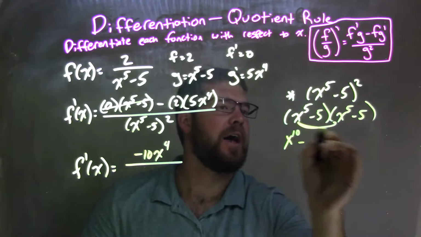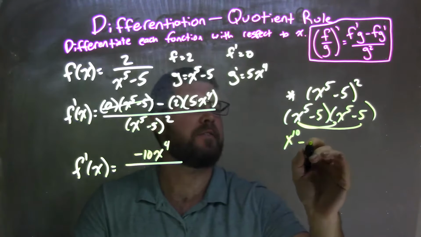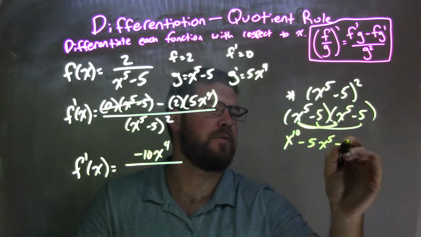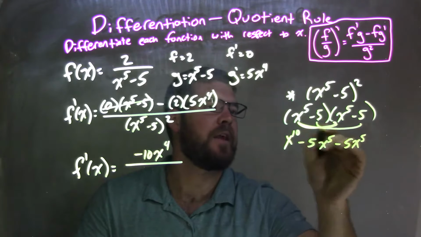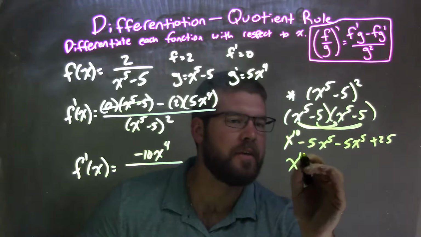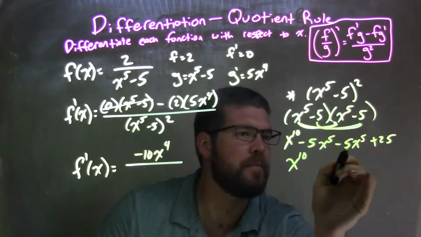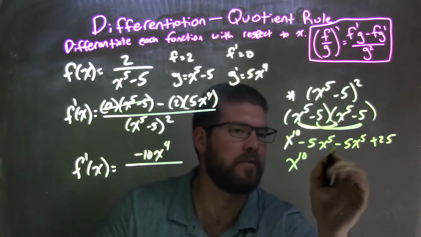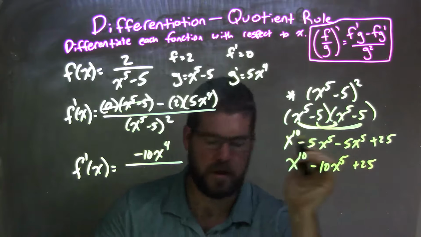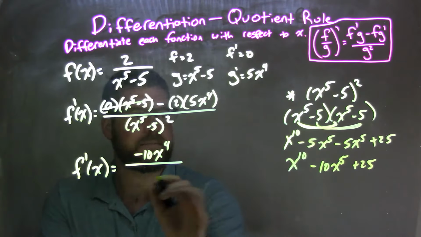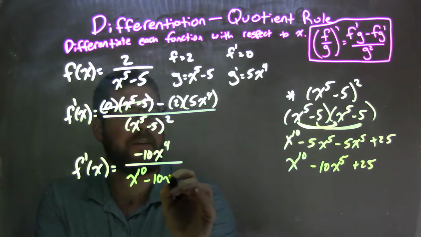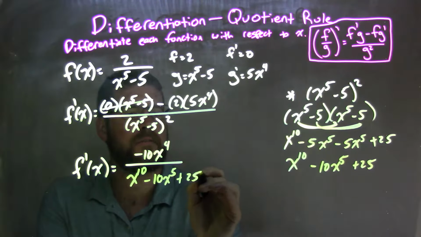Minus x to the fifth times negative 5 is a negative 5x to the fifth. Negative 5 times x to the fifth, again, is a negative 5x to the fifth. And then negative 5 times negative 5 is a positive 25. We keep continuing this, x to the 10th, simplifying here, negative 5x to the fifth minus 5x to the fifth is negative 10x to the fifth. And we have plus 25. So there we go, I can write that down here. X to the 10th minus 10x to the fifth plus 25.